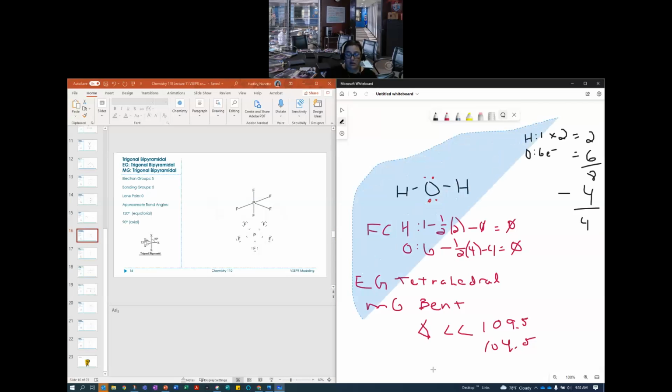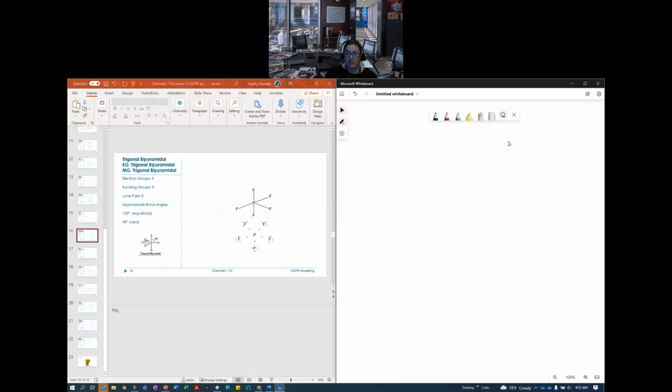So the next thing we're going to talk about is PF5. On PF5, I have a phosphorus and I have a fluorine. My phosphorus is directly under nitrogen. That means he has 5 valence electrons. I have 7 electrons on each of the fluorines. There are 5 of them for a total of 35 there, which gives me 40 that I then need to distribute in total.